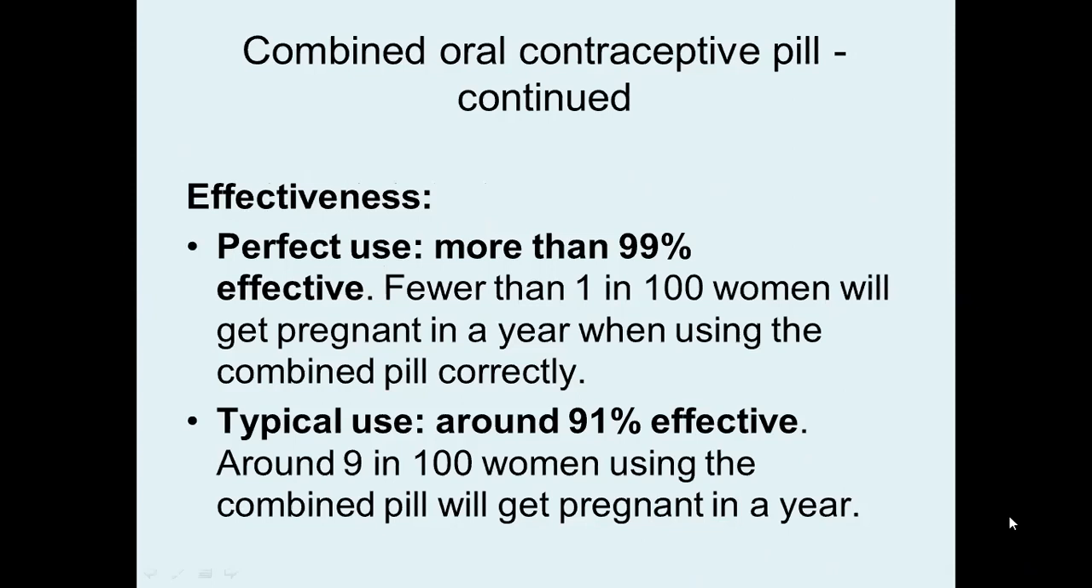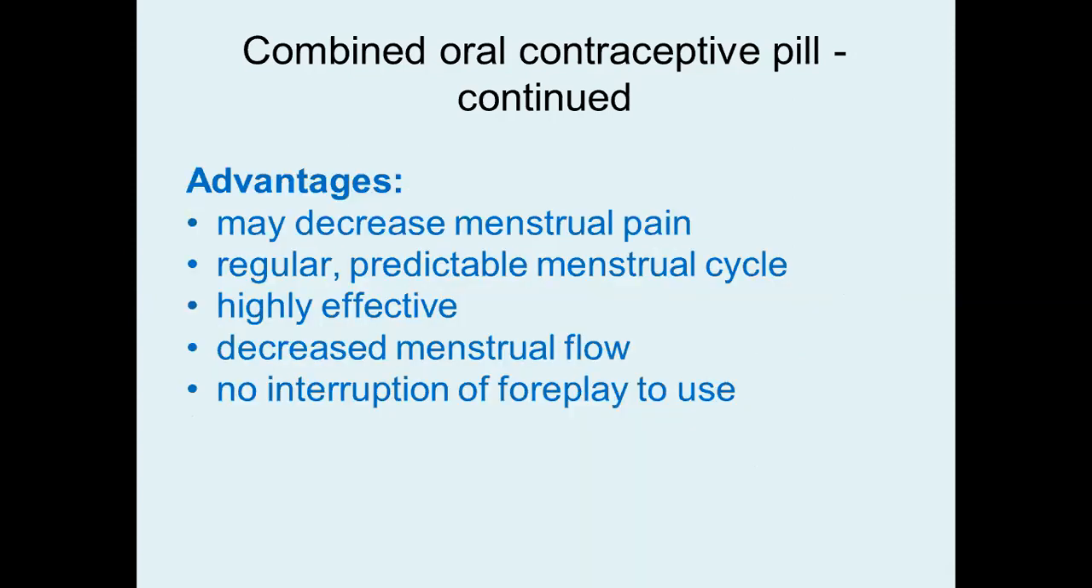Okay, effectiveness. Perfect use, more than 99% effective. So fewer than 1 in 100 women will get pregnant in a year when using the combined pill correctly. Typical use, only around about 91% effective. So about 9 women per 100 using this combined pill will get pregnant in a year.